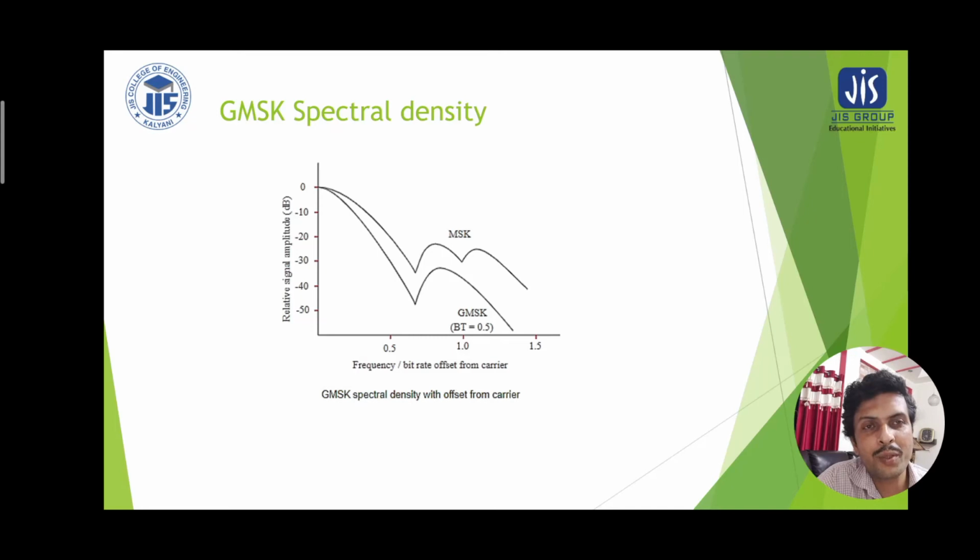We need more precautions to be applied to the GMSK signals produced, in terms of the device temperature and intersymbol interference. Here on the x-axis is frequency per unit bitrate offset from the carrier, and on the y-axis the relative signal amplitude in decibels is plotted. The GMSK spectral density with offset from the carrier has been shown here, and it is a comparison of the GMSK signal with reference to the minimum shift keying signal. Thank you.